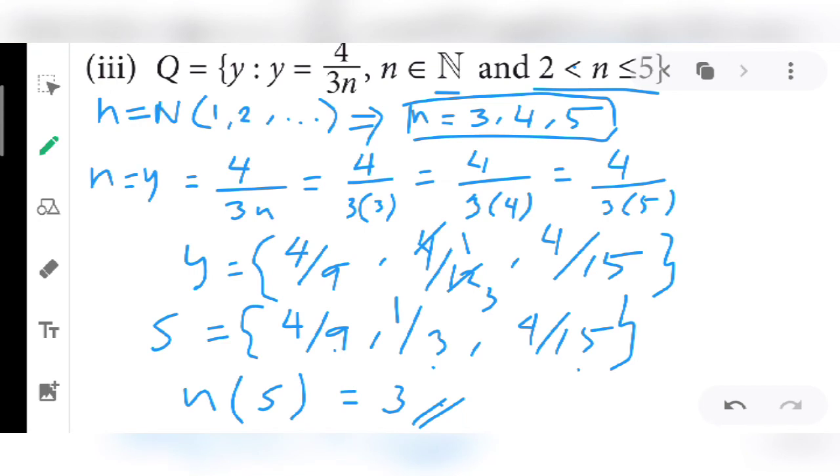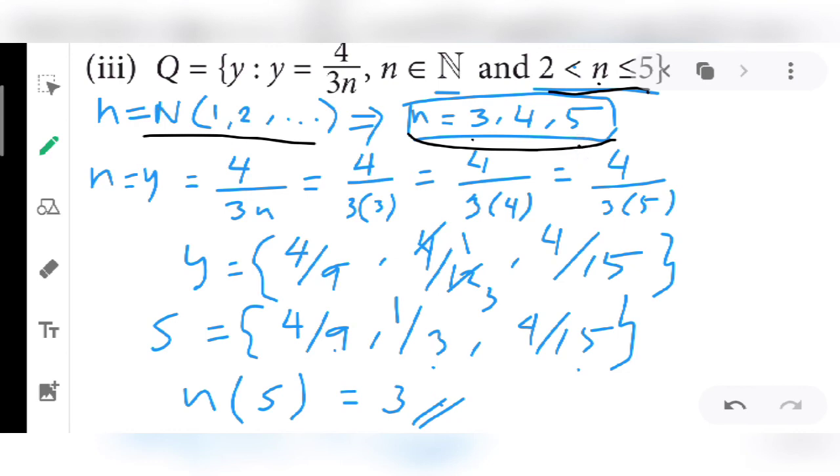Okay. The third question is: Q is a set where y is such that y is equal to 4 by 3n, and n is a natural number. n must not be a decimal, integer, fraction or anything else. It must be a natural number from 1 to infinity. n is greater than 2 and n is less than or equal to 5. So with this condition we have only three numbers, which are greater than 2 and less than or equal to 5.